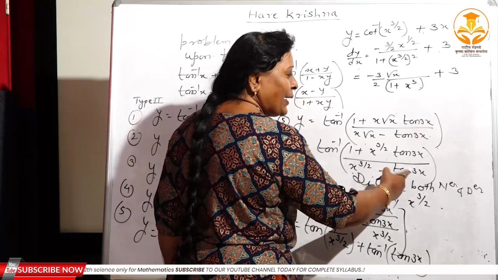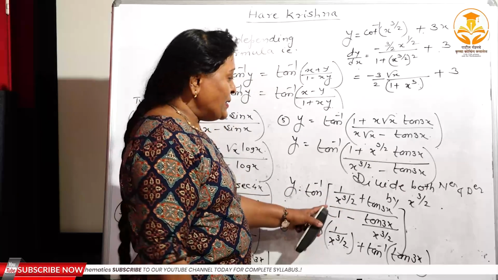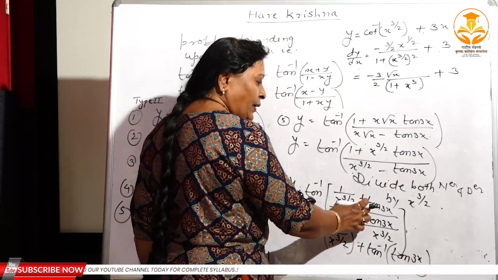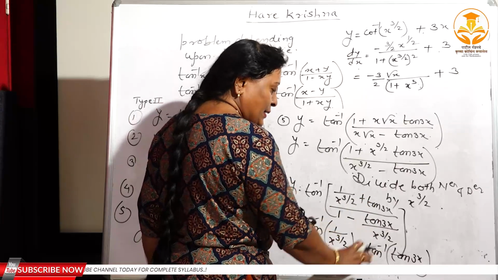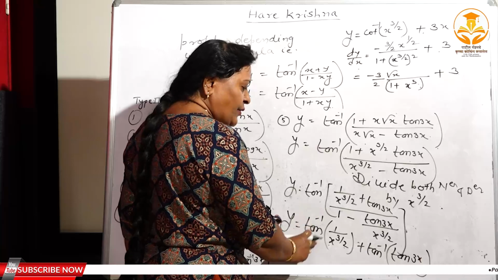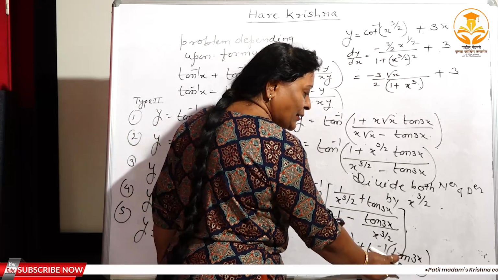And here you have got tan 3x divided by x to the power 3 by 2. Now your problem is in a standard form. Therefore, 1 is strictly there, and the multiplication of these two terms is here. Therefore, directly you can write it in a simplified form: tan inverse of 1 upon x to the power 3 by 2 plus tan inverse of tan 3x.